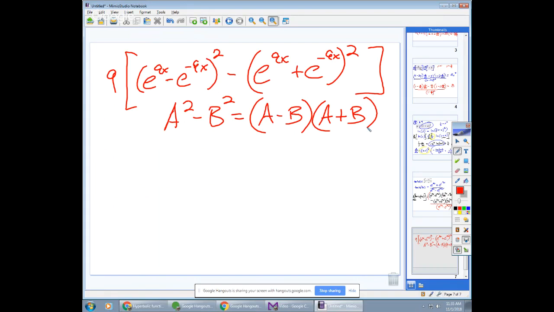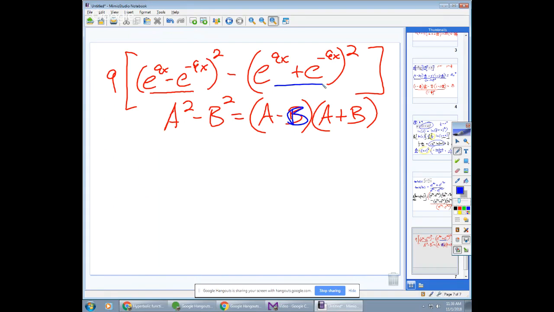This is the difference of two squares. So if we apply the difference of two squares, then we get it. I'm going to apply this and see what happens. So this is my a right here. That's my a, and that's my b.